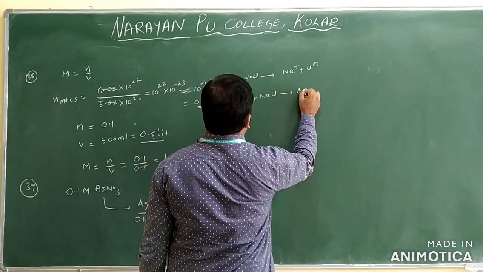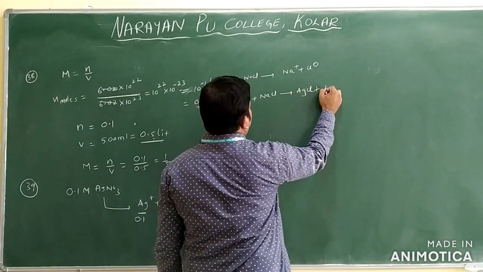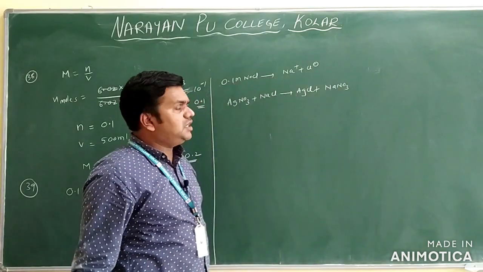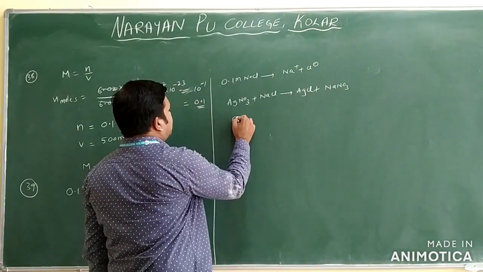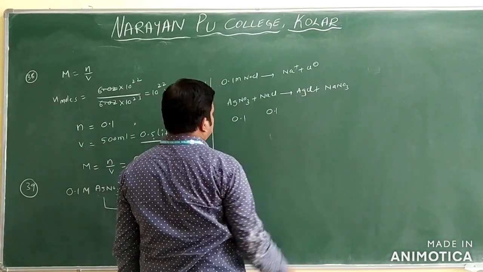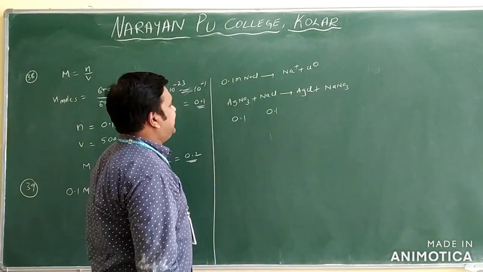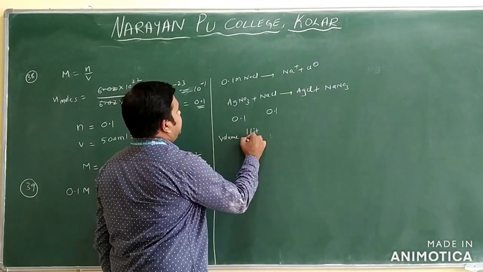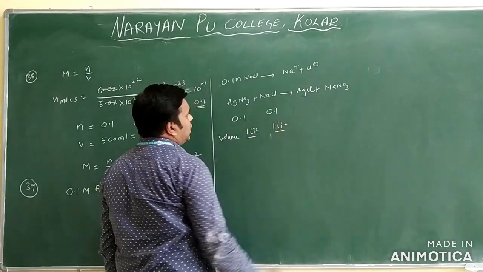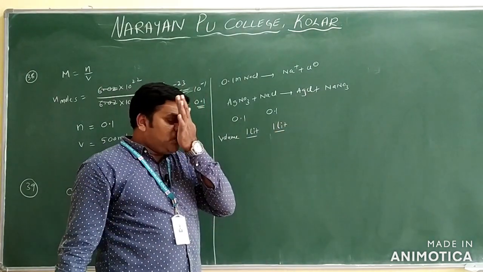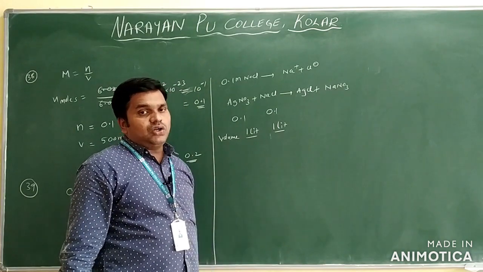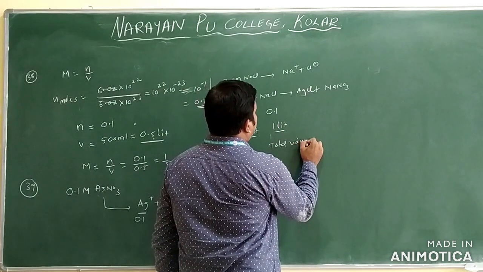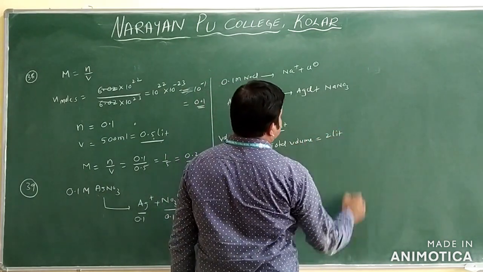Then it dissociates into AgCl plus NaNO3. NaNO3 is there. So this AgNO3 is 0.1 and this NaCl also we have 0.1 only. Let us imagine the volume, you can take it as 1 liter. This is also 1 liter only. If you take the volume here 1 liter and 1 liter, altogether how much are you getting? Total volume is equal to 2 liter, 1 plus 1, 2 liter.